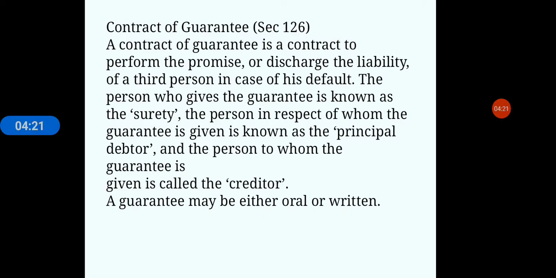Now we will see what we actually mean by a contract of guarantee as per section 126 under the Indian Contract Act 1872. A contract of guarantee is a contract to perform the promise or discharge the liability of a third person in case of his default. The person who gives the guarantee is known as the surety. The person in respect of whom the guarantee is given is known as the principal debtor, and the person to whom the guarantee is given is called the creditor.